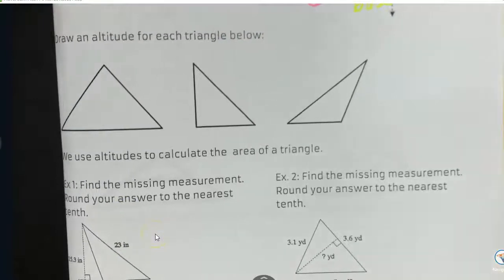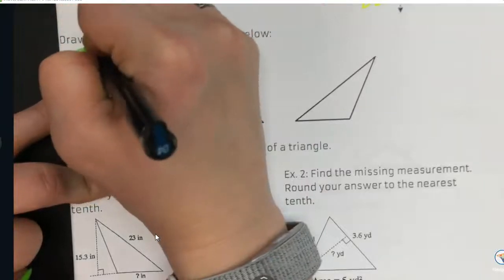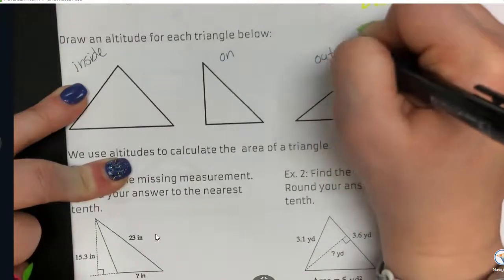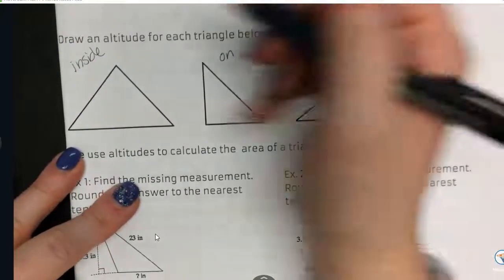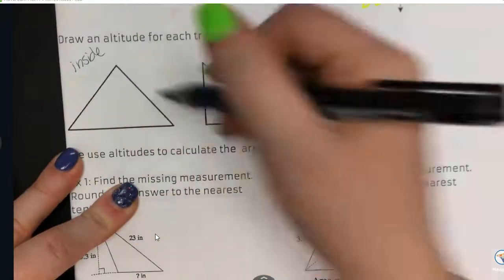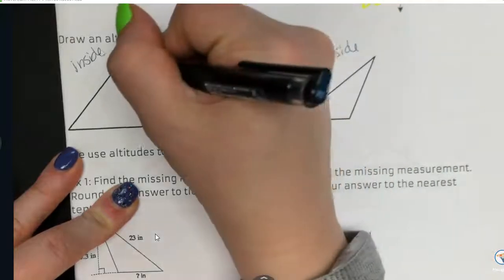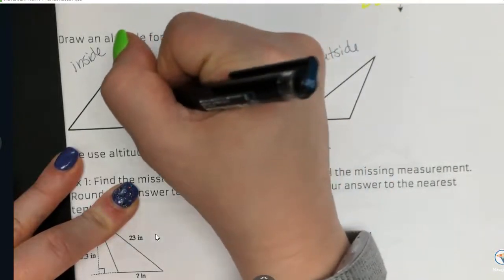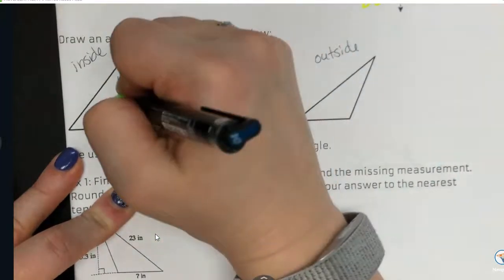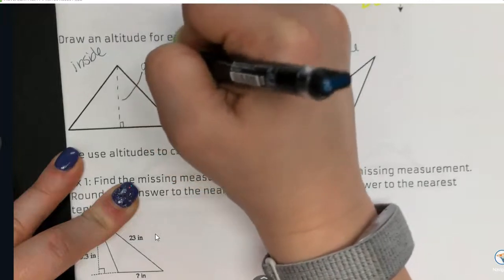There are three ways we could have an altitude. We could have it inside the triangle, we could have it on the triangle, or outside the triangle. So let's see what that looks like. Inside would typically come from the top. It could come from the corner, it's fine, kind of like it does over here. But typically you'll see it drawn as a dotted line with a 90 degrees. Okay, so we would call this the altitude or the height.